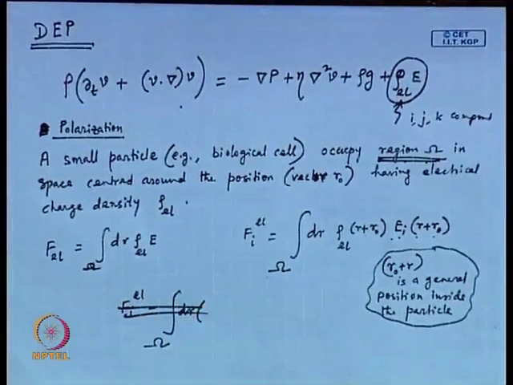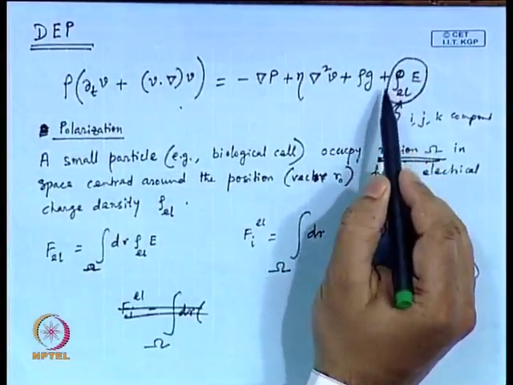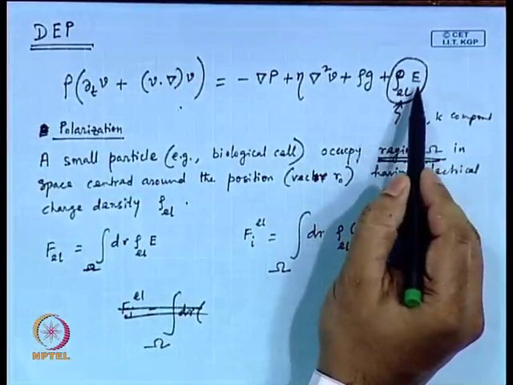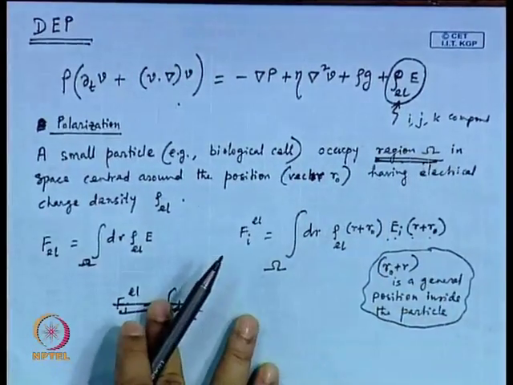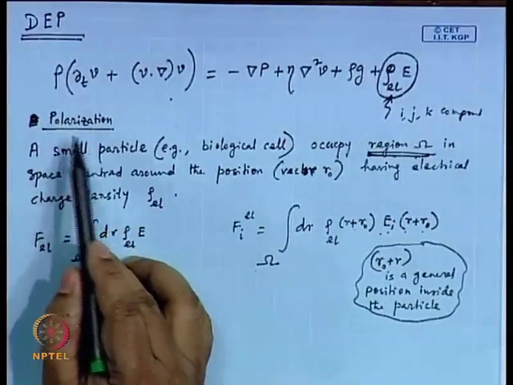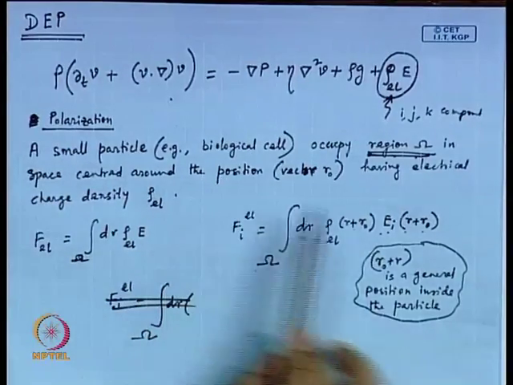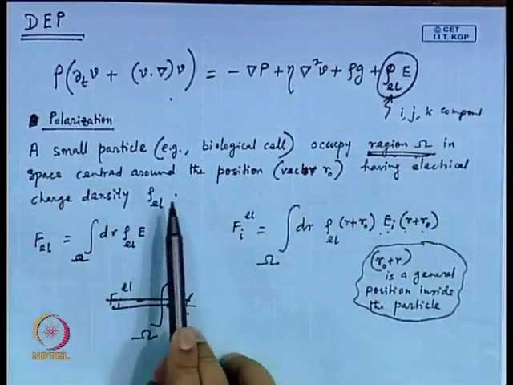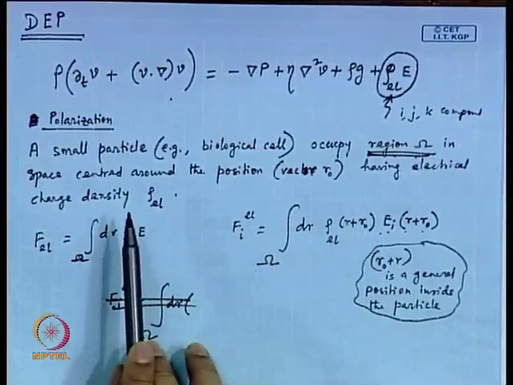What we mentioned in the last class is that we have this Navier-Stokes equation, where we have this body force term arising from this electric field, which has i, j and k components. We also tried to describe something called polarization, where a small particle such as a biological cell occupies region omega in space, centered around the position vector r 0, having electrical charge density rho EL.